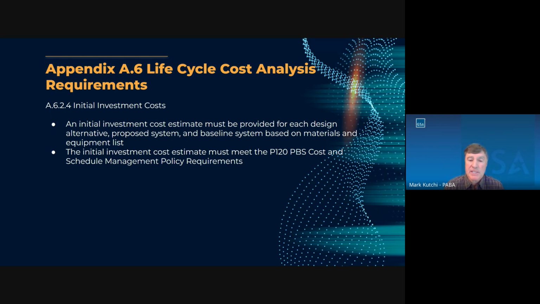An initial cost estimate must be provided for each design alternative, proposed system, and baseline system, again, based on the material and equipment list. And the initial investment cost estimate must meet the P120 requirements. So everyone should be used to those P120 requirements for normal project cost estimating.